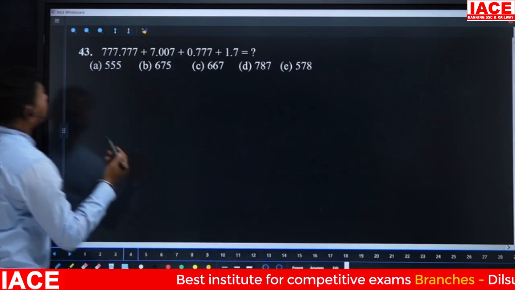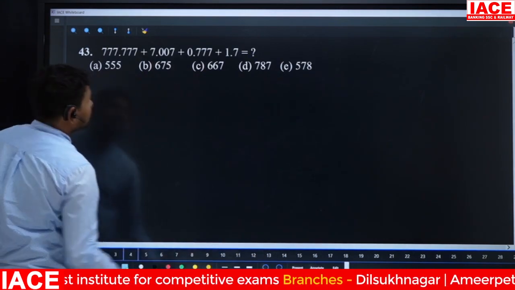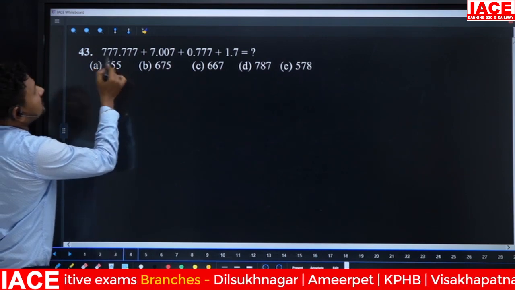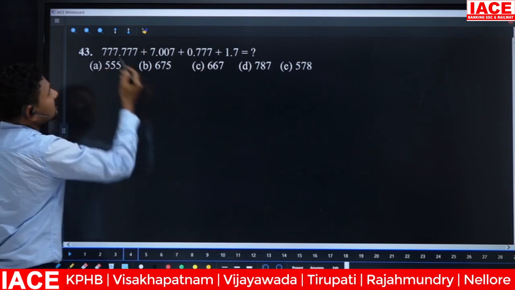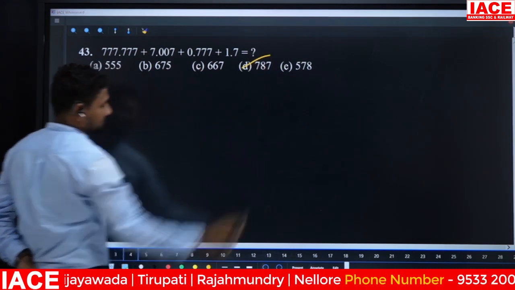And the next question is 43. So it is approximation based. 777 we are adding extra 7 rupees, extra 0.7, that means the answer is very near to 780.